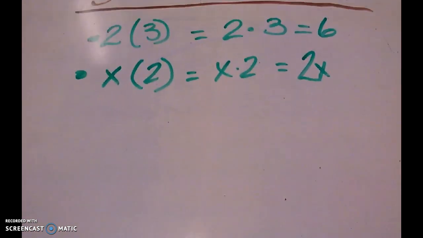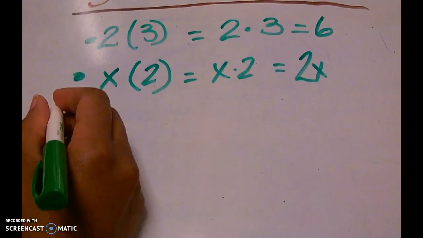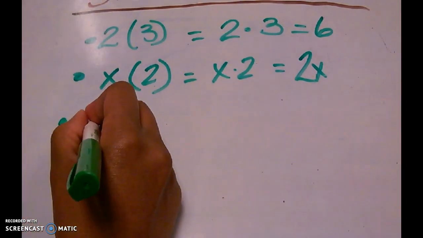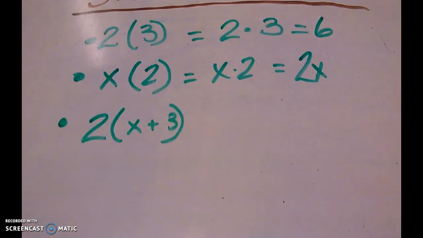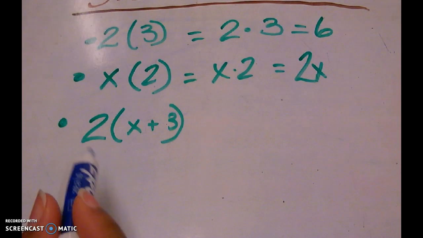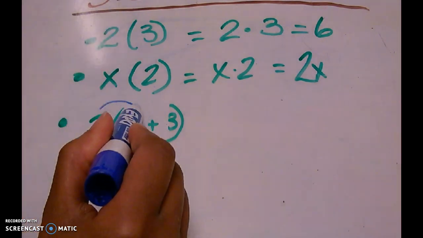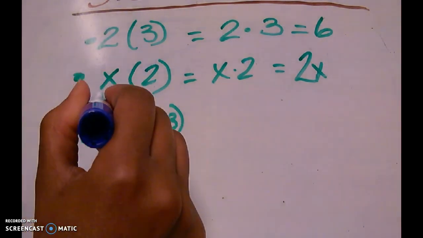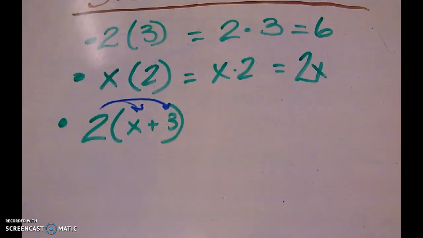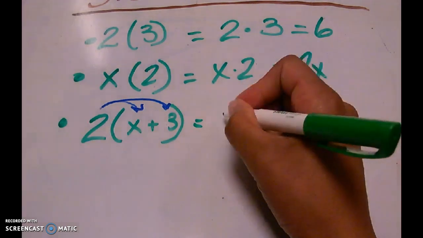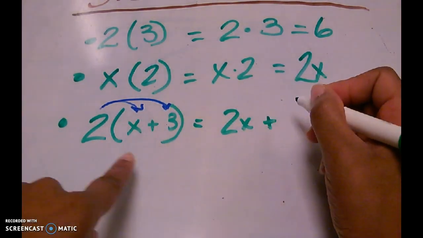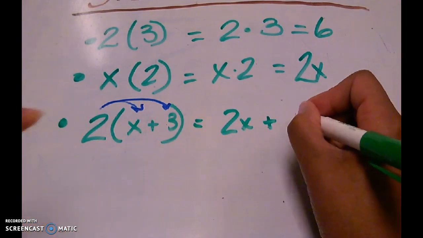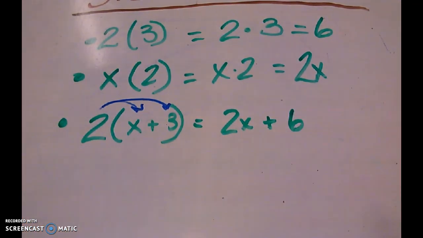Now, this is basically giving us a little glimpse of the distributive property. I know that if I have 2 times x plus 3, then that means I'm going to have to multiply 2 times that x, and I'm going to have to multiply 2 times 3. So that would essentially give me 2x, bring over my plus, what's 2 times 3? It's 6.